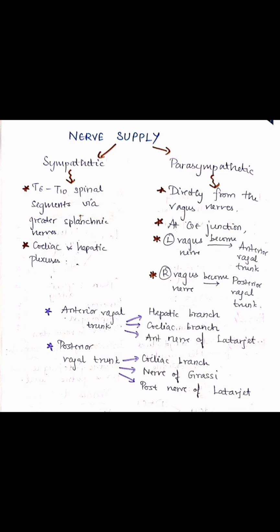Finally, we will see the nerve supply. It is divided into sympathetic and parasympathetic. Sympathetic supply is from the T6 to T10 spinal segments through the greater splanchnic nerves, then the celiac and hepatic plexuses. Parasympathetic fibers are derived directly from the vagus nerves.